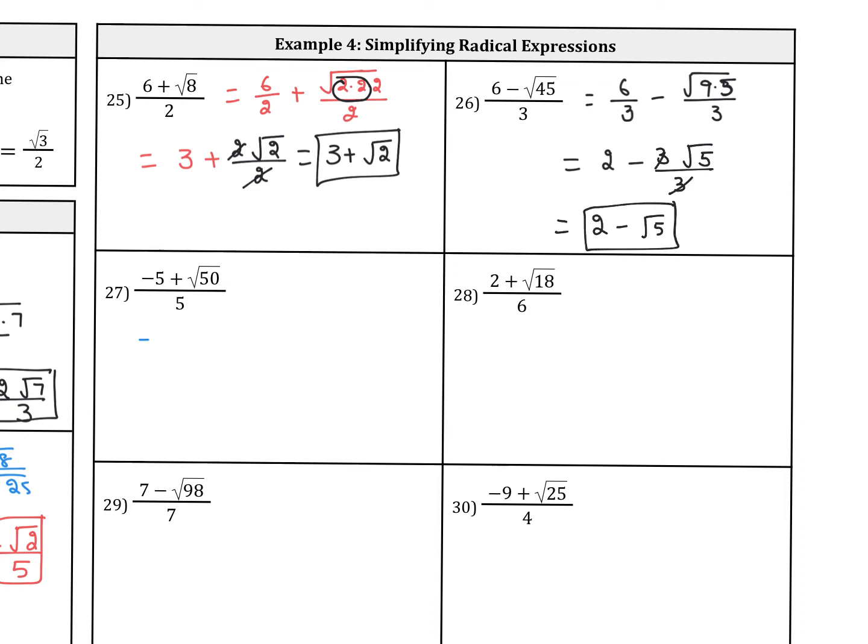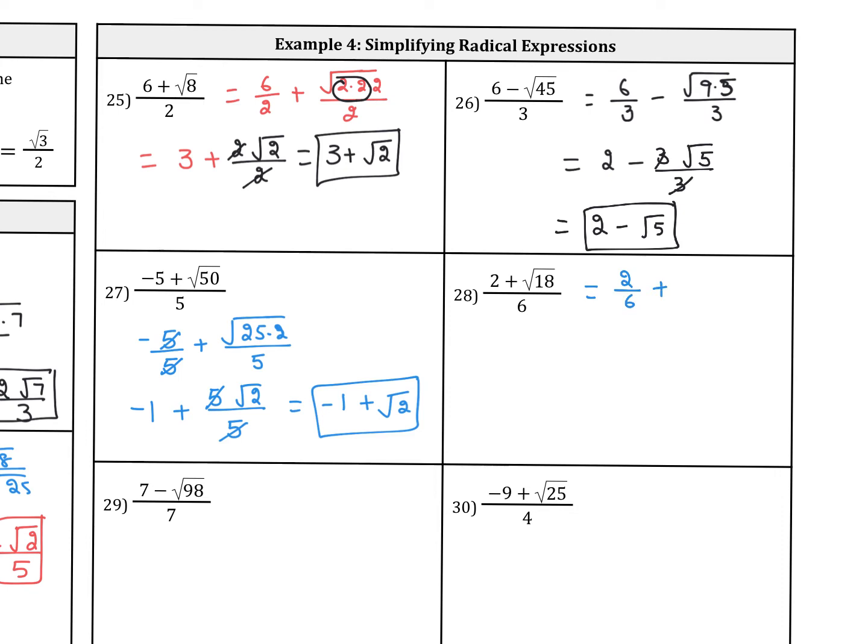Number 27, negative 5 plus square root of 50 divided by 5, and 50 you can write as 25 times 2 divided by 5. This 5 and 5 cancel, you get 1. And square root of 25 is 5 outside of the radical. Cancel with this 5, you get negative 1 plus square root 2.